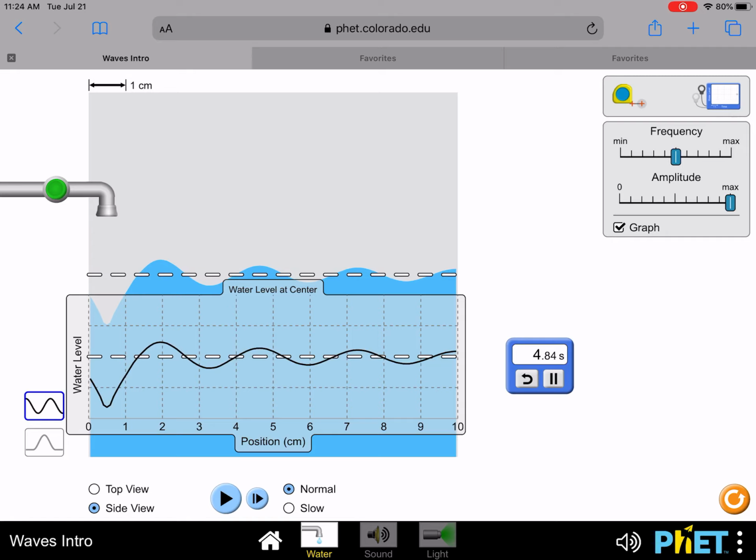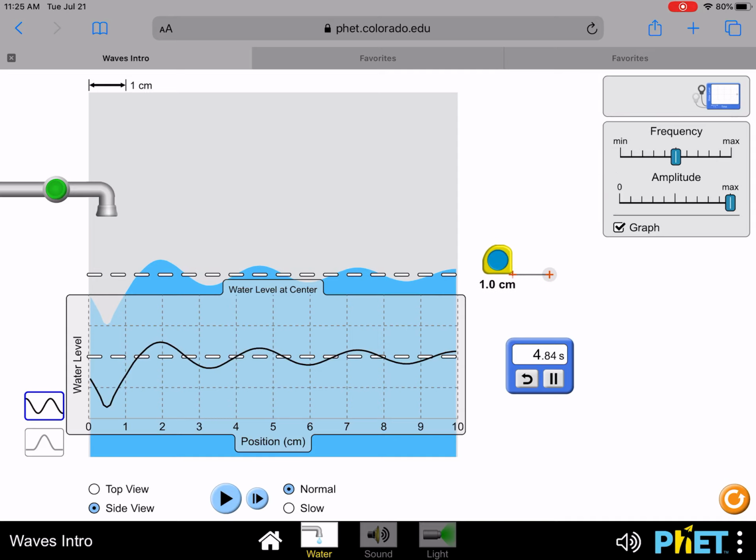If I take a look at the distance, from the 2 to the 10 centimeters, it's 8 centimeters. So speed is distance over time, which is 8 centimeters over 4.84 seconds, 1.65 meters per second. Pretty cool. Now there's something else I can do here too, because I can use my wave equation, which is velocity is wavelength times frequency.